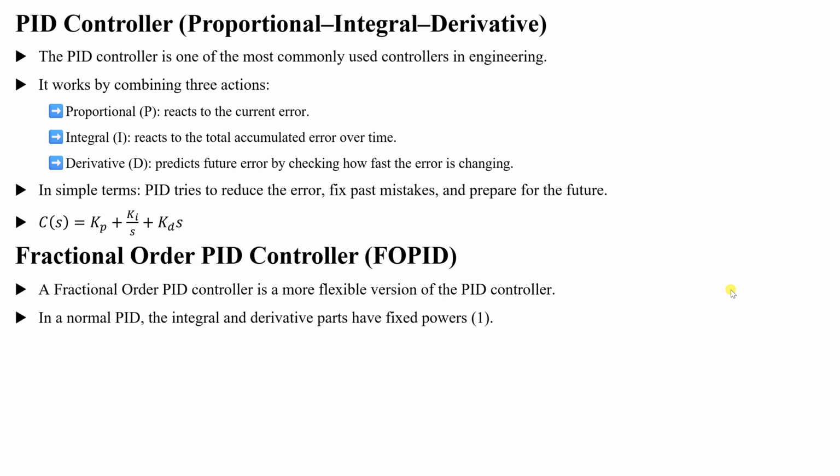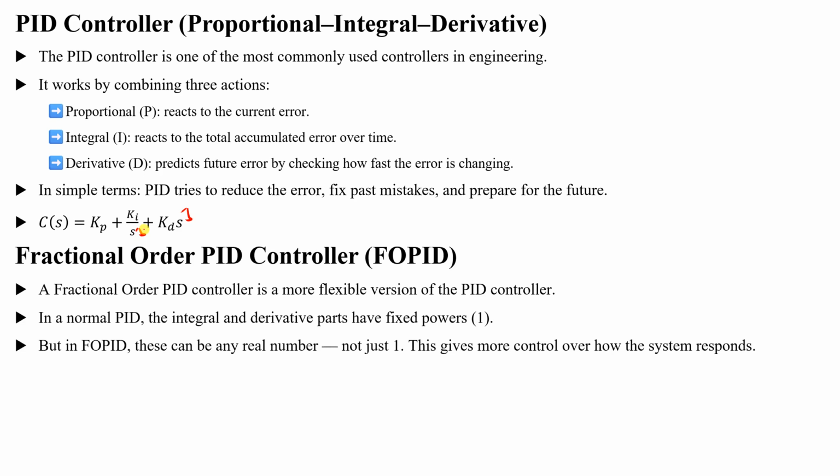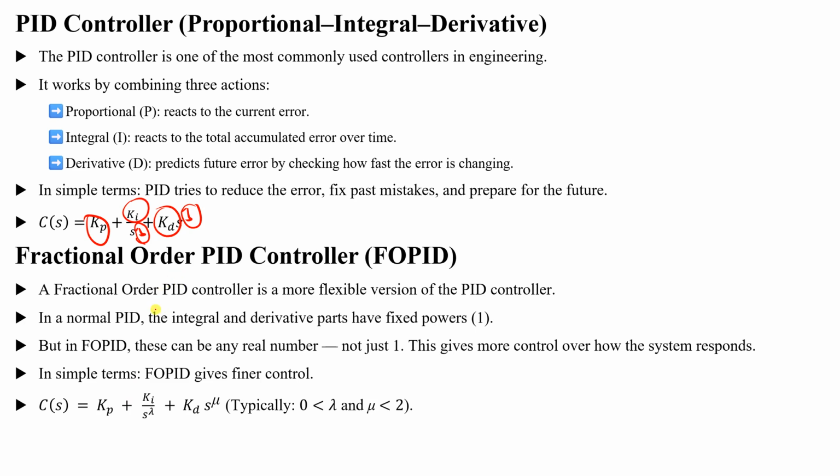In a normal PID, we have integral and derivative, these two coefficients, s to the power 1, s to the power 1. Now in the fractional order PID, we can control this integer here. Instead of 1, we can make it a real number between 0 and 2. So this gives us more degrees of freedom. And instead of optimizing 3 gains, KP, KI, KD, we optimize the 3 gains plus the power of s, these two powers. So we have 5 parameters that need to be optimized. In fractional order PID, we call this power lambda and this one mu, between 0 and 2.